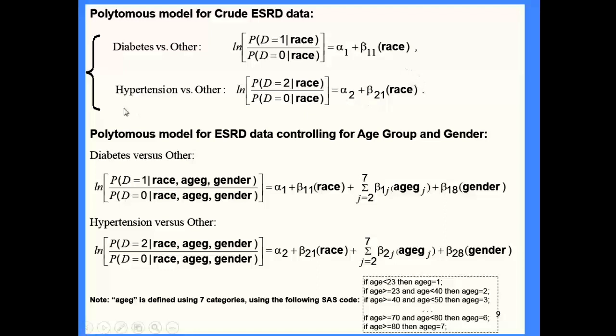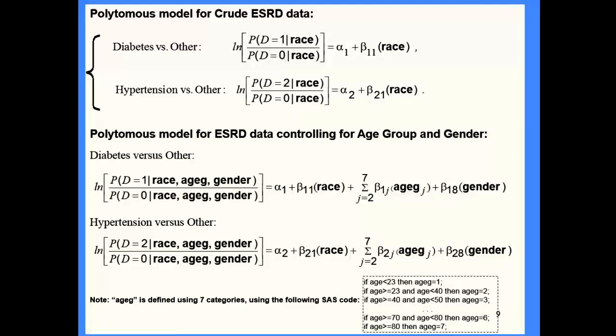There are two components to this. Now, first of all, one question to ask is: P of D equal to 1 given race divided by P of D equal to 0 given race, is that an odds?